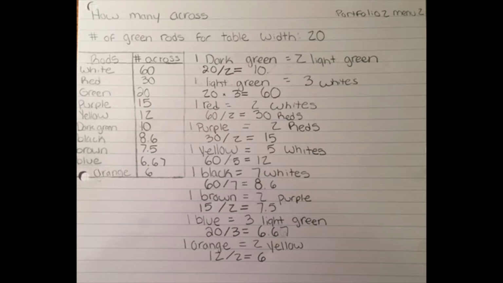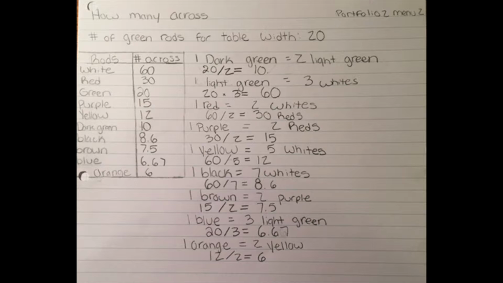and it takes 2 light green rods to get to 1 dark green. This told me that you only needed half the rods for dark green that you needed for light green because it's twice as big. So I divided 20, which was the amount of light green rods it took to get across the width of the table, by 2, which gave me 10, and that was the number of dark green rods it would take to get across the table.